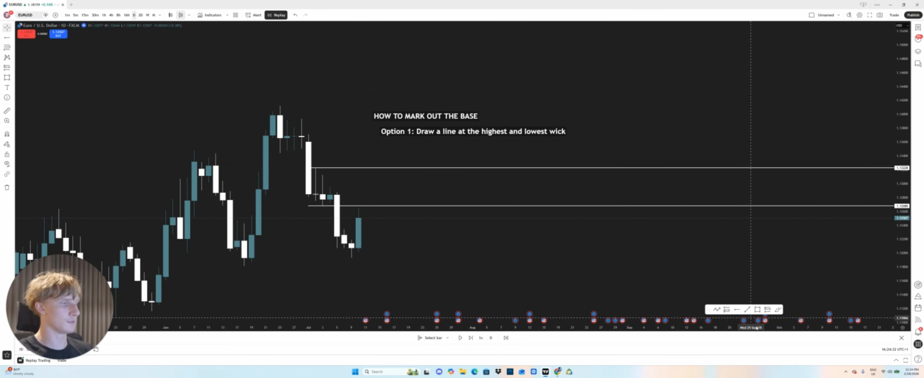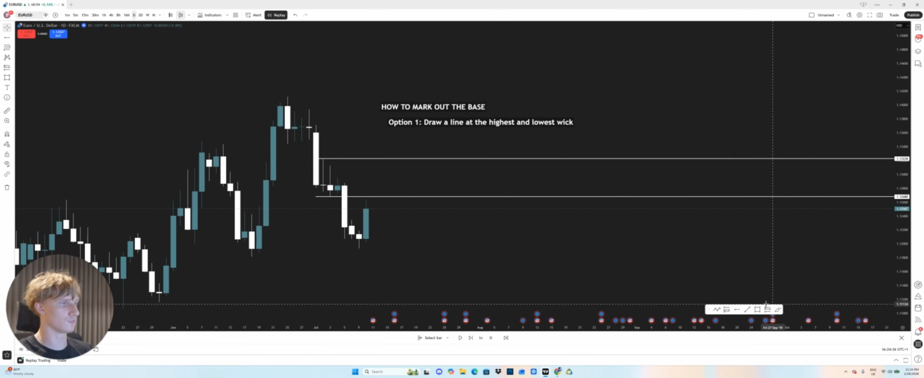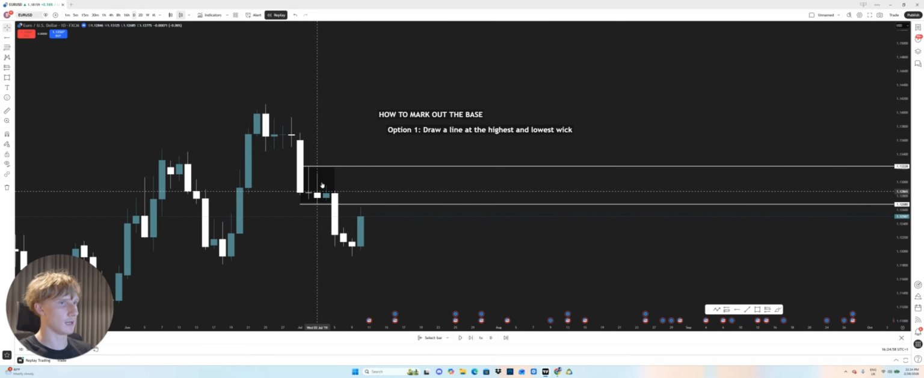Really, really simple. And to be honest with you, you don't need to do this, but I just like to draw so I just know exactly what I'm isolating. So I know that from here to here, this is what I am really considering the base. It's these indecisive candles. The leg in is not part of the base. The leg out is not part of the base. The base is the indecisive candles, and that's why we are marking it out from the indecisive candles.